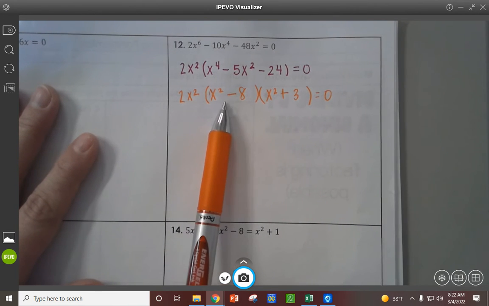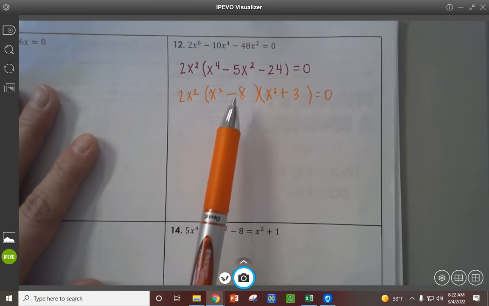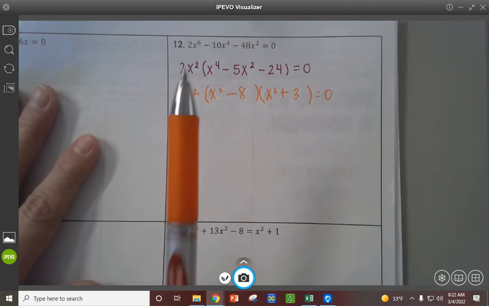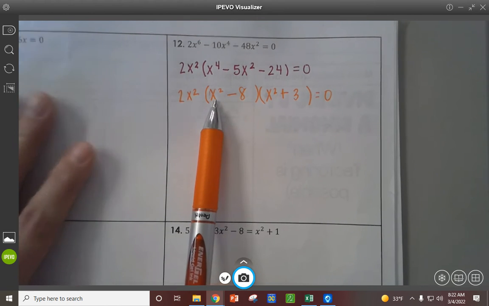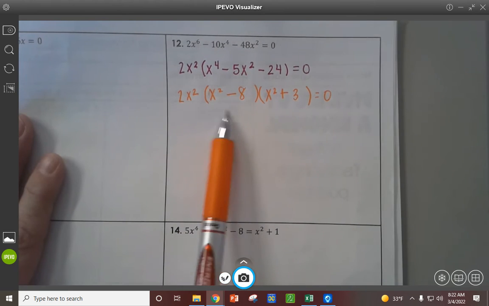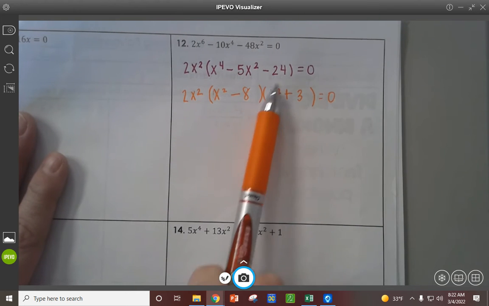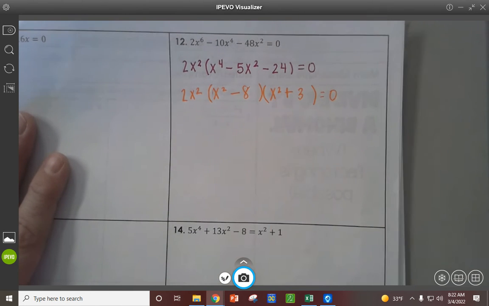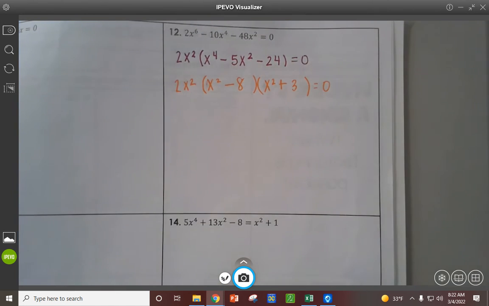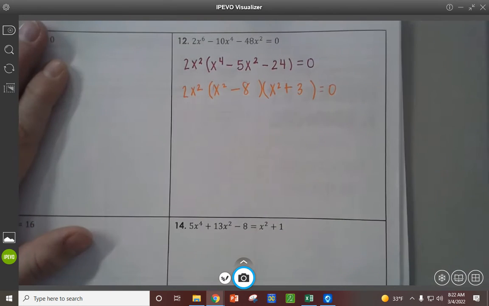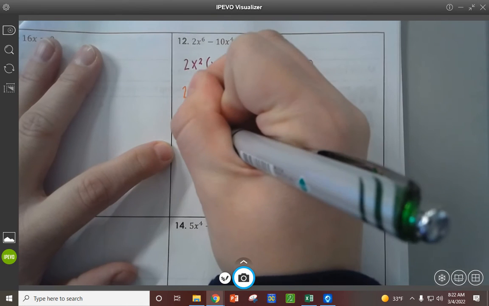This one is a difference, but 8 is not a perfect square, and x squared is not a perfect cube, so it's neither. It's not difference of squares or difference of cubes. And this one is not a sum of cubes. So there's no other factoring to be done. We'll set each factor equal to 0.